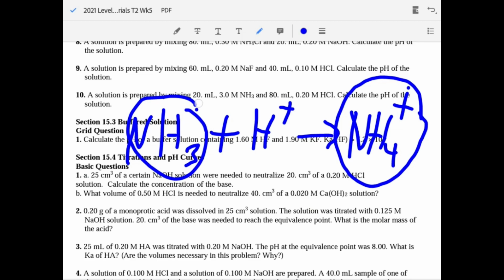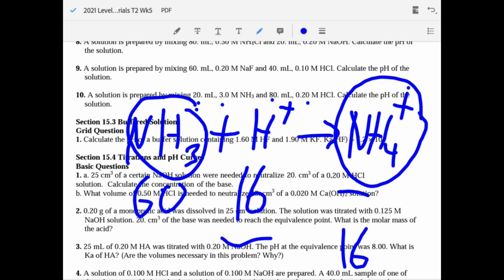Next, NH3, 20 of 3 molar, so that should be 60. H plus, 80 of 2, so it should be 16. This is nothing. This becomes 16, this gets cancelled out, this becomes 44. So then pH is equal to minus log of Ka.